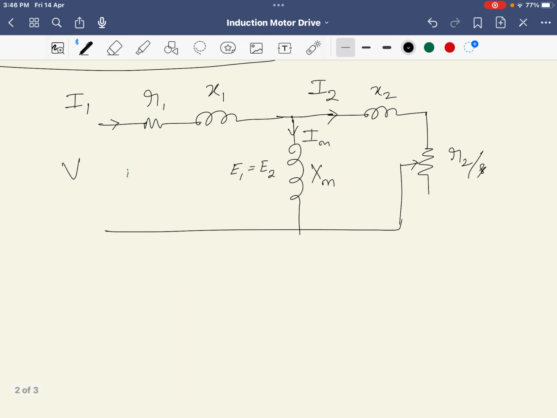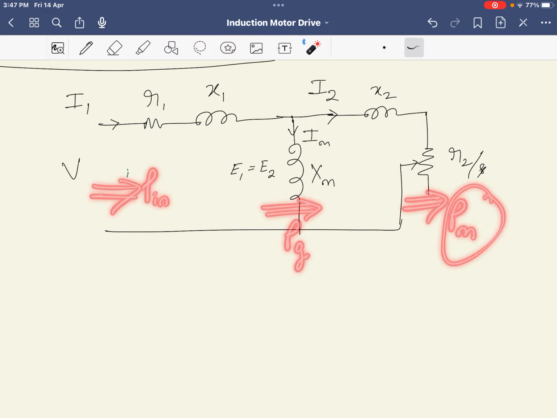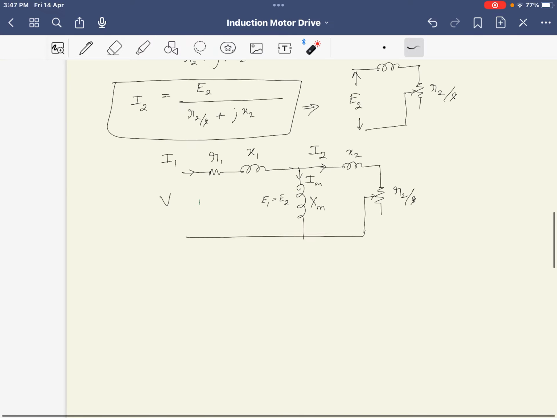Now, calculating the air gap power, what is the input power we can write? This is the input power, PIN, we can write here. And the power which goes through the mutual flux is PG, the air gap power. And the power we finally get here is the mechanical power. If we subtract the friction and windage loss, then we will get the shaft power. But till now, this will be the mechanical power over here.